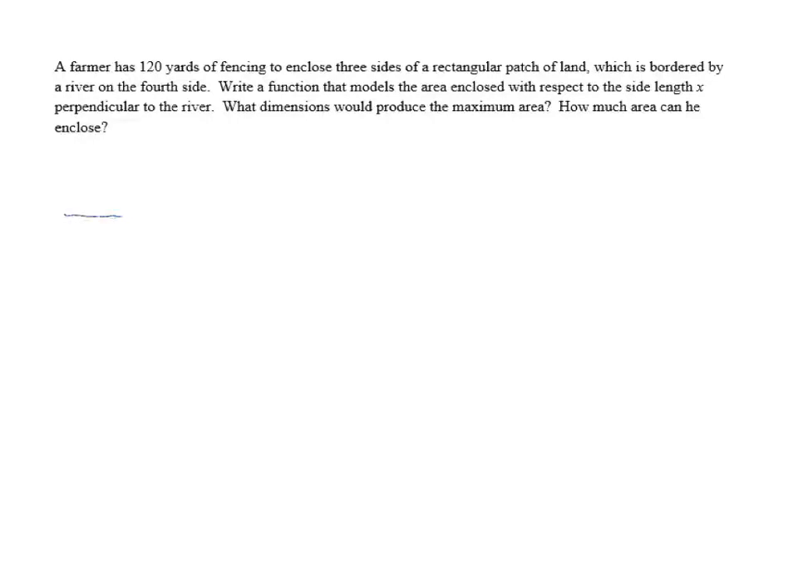So let's actually do a little bit of a diagram. Let's say that this is the river here. And he wants to enclose a rectangular patch of land with a fence. So it's going to be something like this. And he only needs 3 sides of the fence because the river is the boundary on the 4th side. And we want to write a function that models the area enclosed with respect to the side length x perpendicular to the river. So we're told that the side length perpendicular to the river is going to be x.